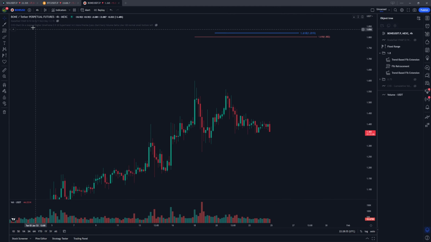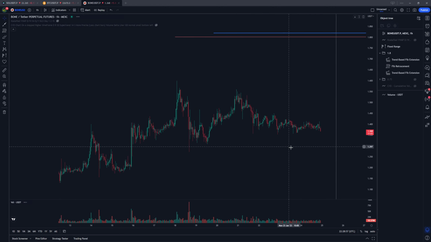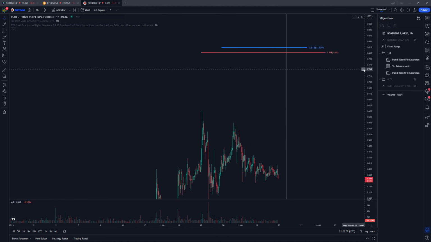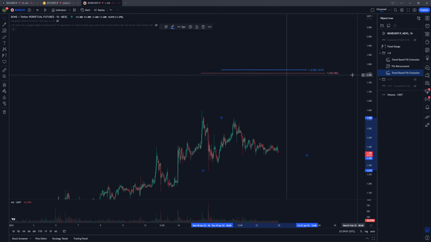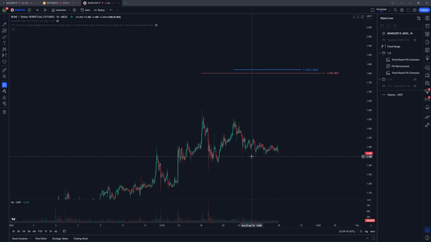Additionally, I can pull another trend-based fib extension. I'll go down to the hourly charts, show you how I pulled this one right here. So it's simply from this low, put in here, to this high to the current low. Now, of course, this is going to change if we take out these lows here. But for now, this is where it's at.